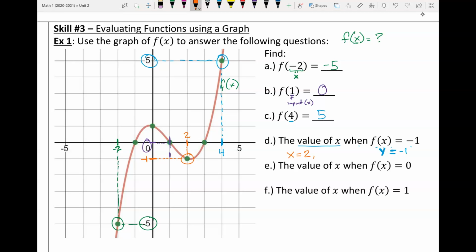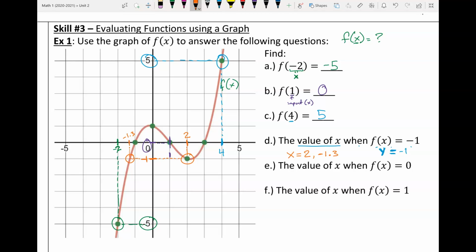However, is that the only x value that we have? It is not. I also can come over here. This point is not marked, but it is still a point on my graph. So I have positive 2, but I also have, and this one we're going to have to estimate, about, let's say, negative 1.3. So when you do this one, you have to find all the x values that go with that y value. Okay?